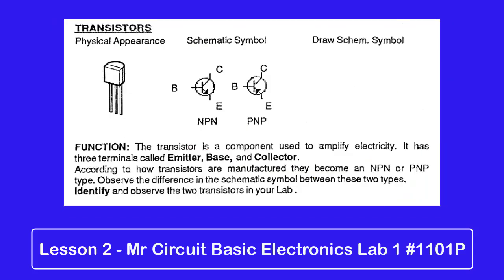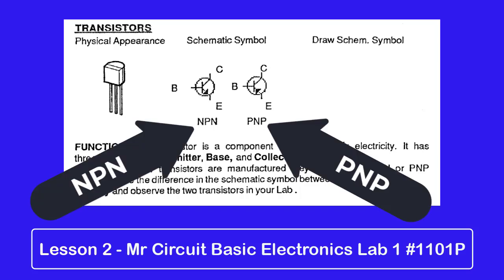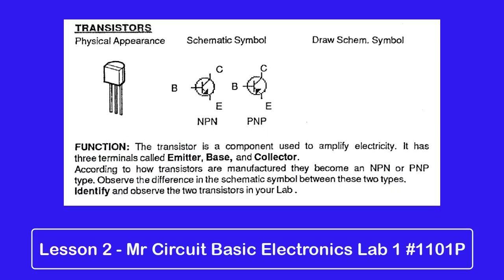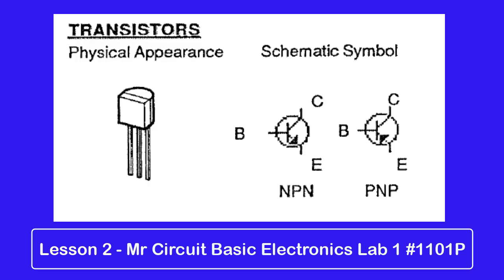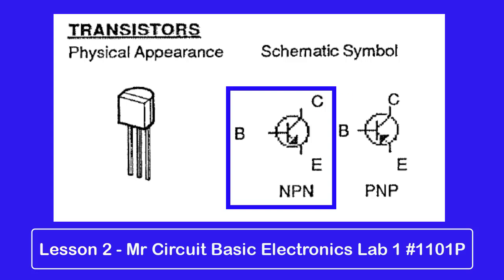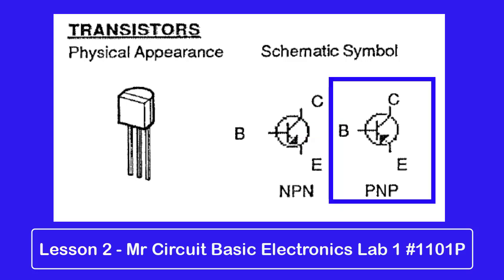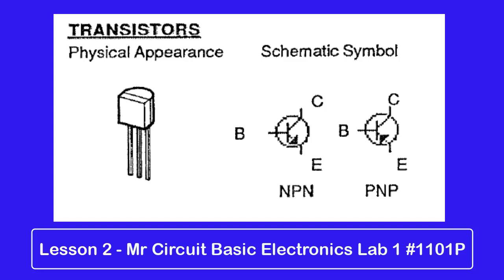The next items are in two different bags because you have an NPN and a PNP. They look totally similar. They're black plastic. They have three leads sticking out. Emitter, base, and collector are the three leads. You can see they're two different schematic symbols. If you'll notice carefully, the NPN has an arrow on the E or emitter lead pointing out of the transistor center, and the PNP has an arrow pointing in toward the center. You'll learn more about this when we do the experiments.